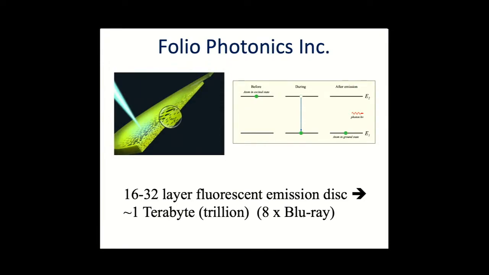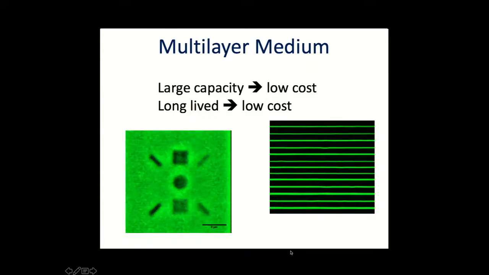And we basically have a 16 to 32 layer Blu-ray disc which will be at the scale of a terabyte, which is now a similar scale. The important thing is that the cost of making a disk doesn't depend much on the capacity of the disk. So increasing the capacity lowers the cost. So this should be a low-cost method because of the large capacity. And in addition, the data lasts much longer on an optical disk than in magnetic media, which also lowers the cost.